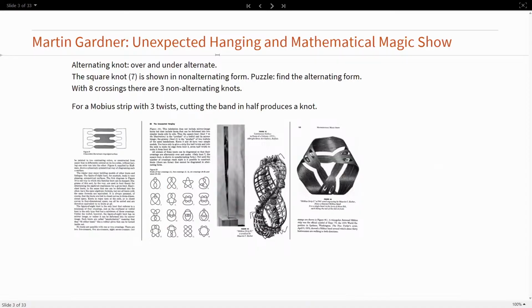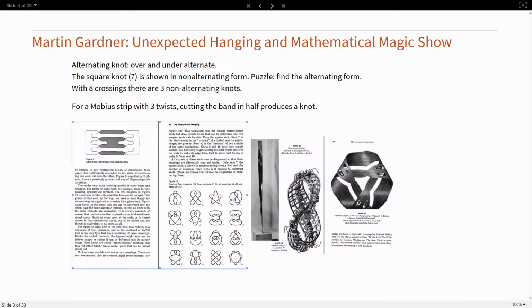So I thought I'd start by showing some of the items that were in Gardner. For example, this page here in Unexpected Hanging, actually I was reading his columns first in Scientific American. This was my first look at the various sorts of knots, and I found that fascinating. The square knot here is shown as a non-alternating knot. All the other knots here basically alternate between an overcrossing and an undercrossing.